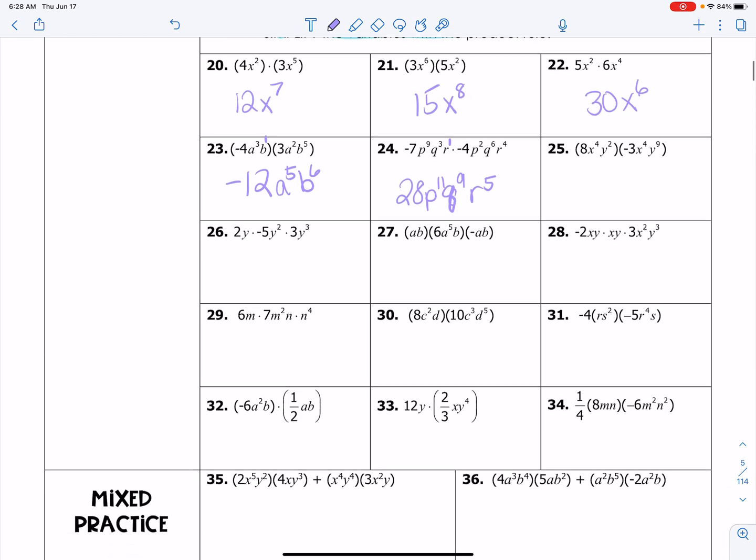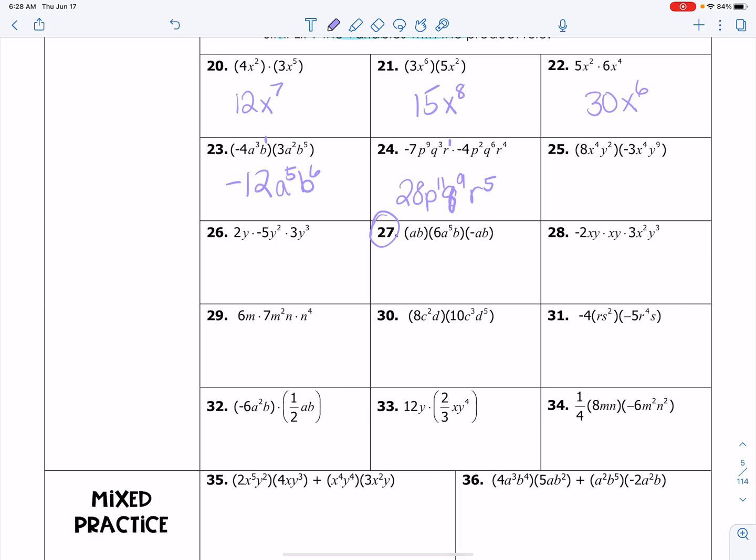I do want to jump down to number 27. If there's nothing there, you've got to say it's a 1. So 1 times 6 times a negative 1 would be negative 6. You have 1A here, 5, and then another A there, so that's A to the 7th. And you have 1B, 1B, and 1B, so that's B cubed. So you're adding exponents when you multiply.